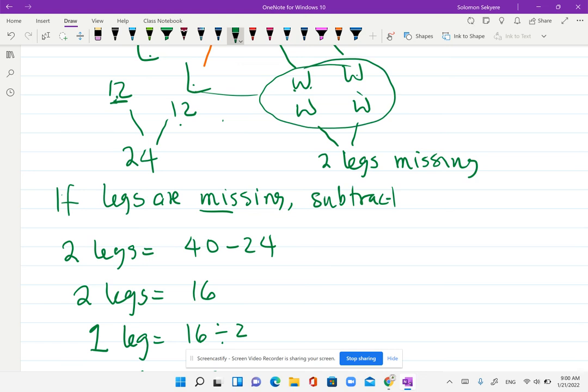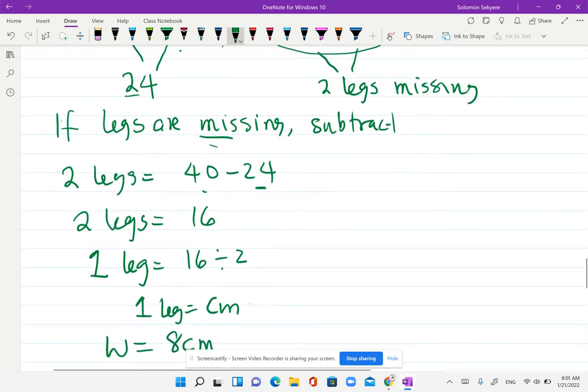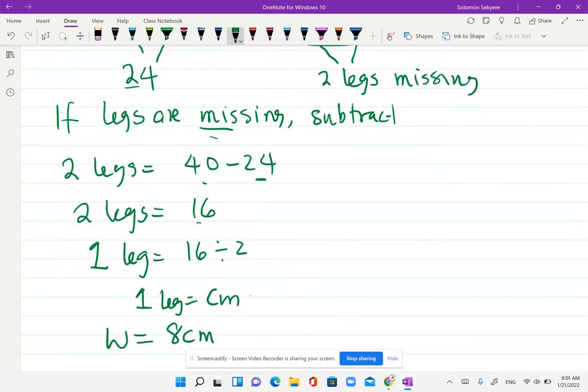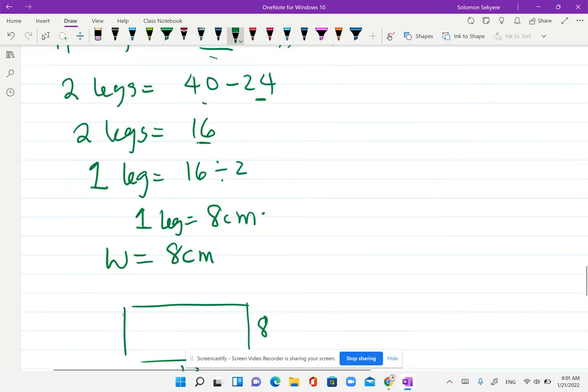How do we find them? It is the 40 minus the 24. The whole perimeter minus the 24, 12 and 12. What do we get? The two legs is 16. What is one leg? One leg is 16 divided by 2, and that gives you 8 centimeters. So now you know the width is 8 centimeters.